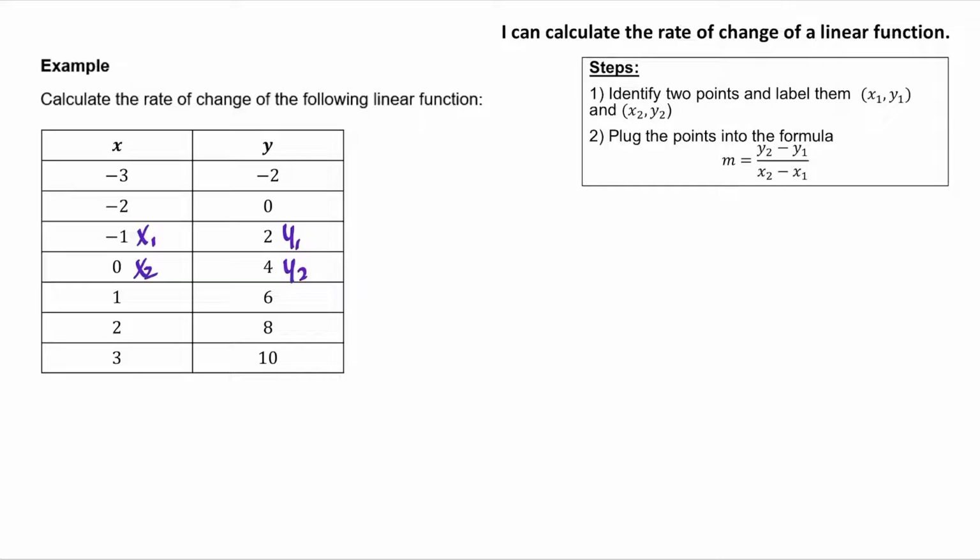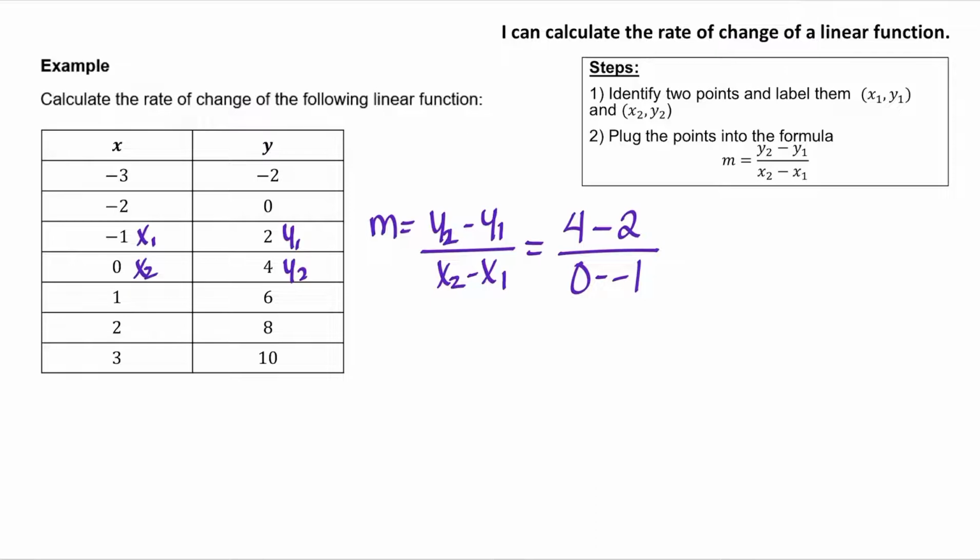Now I'm going to plug into the formula m equals y2 minus y1 divided by x2 minus x1. y2 is 4, so I'm going to plug that in. So 4 minus y1, which is 2, divided by x2, which is 0, minus x1, which is -1. Now let's simplify this. 4 minus 2 is 2, and that's divided by 0 minus -1. Minus negative will turn into a plus, so we have 2 over 0 plus 1, which is 1. 2 over 1 is 2, so my rate of change is 2.